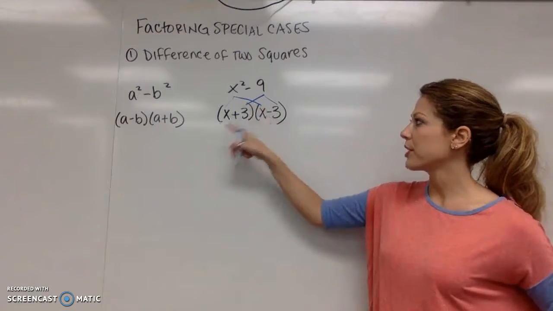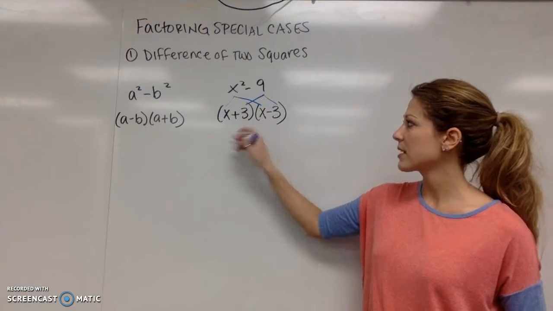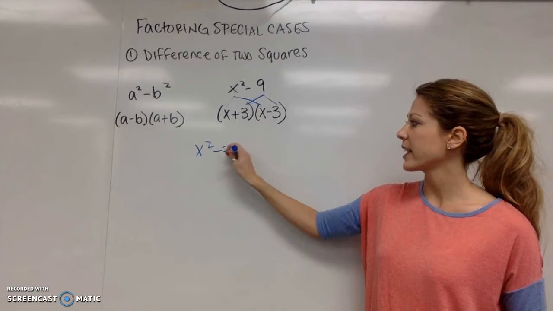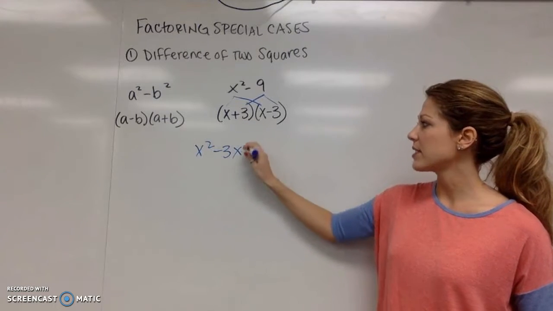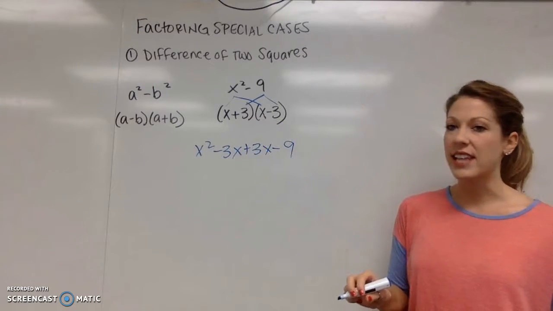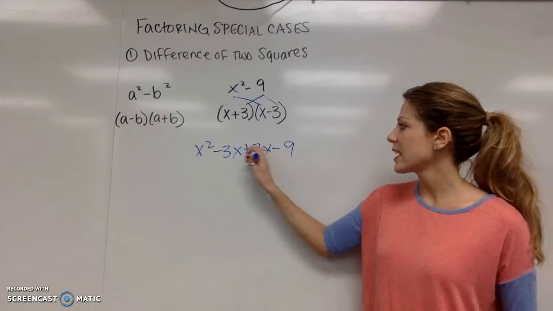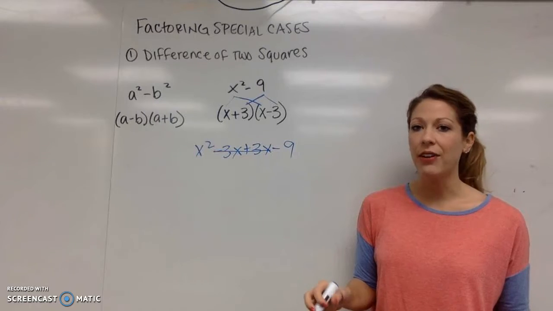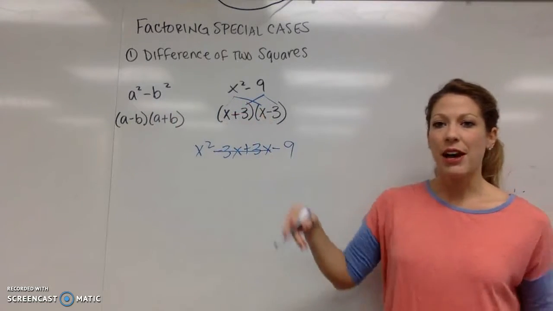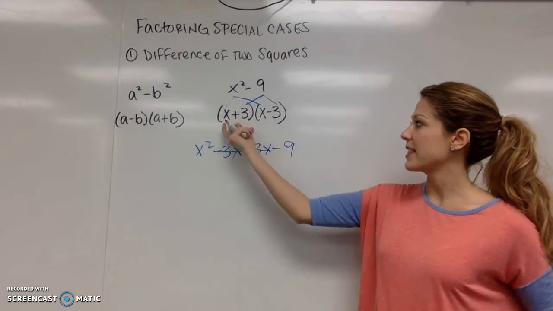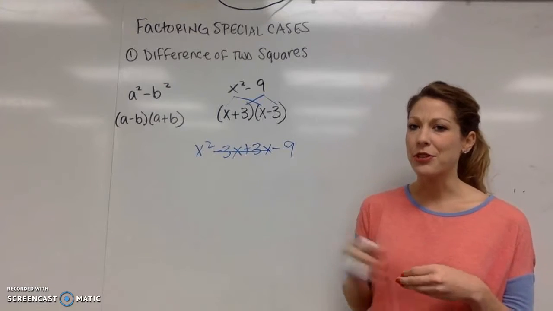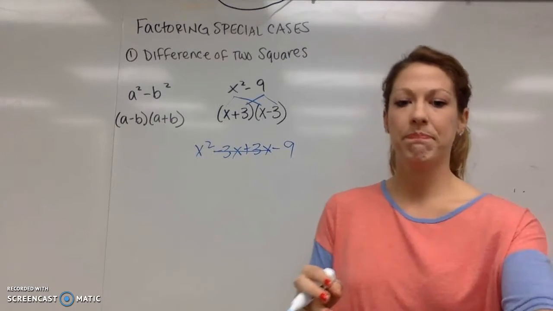If you were to FOIL this back out, we would have x times x, which is x squared, x times negative 3, which is negative 3x, 3 times x, which is positive 3x, and 3 times negative 3, which is negative 9. And so you can see that the middle terms will cancel out, and that's why we don't have a middle term for either one of these. Because we have one set that's positive and one set that's negative, that middle term will always cancel out. And that's when you know you have a difference of squares problem.